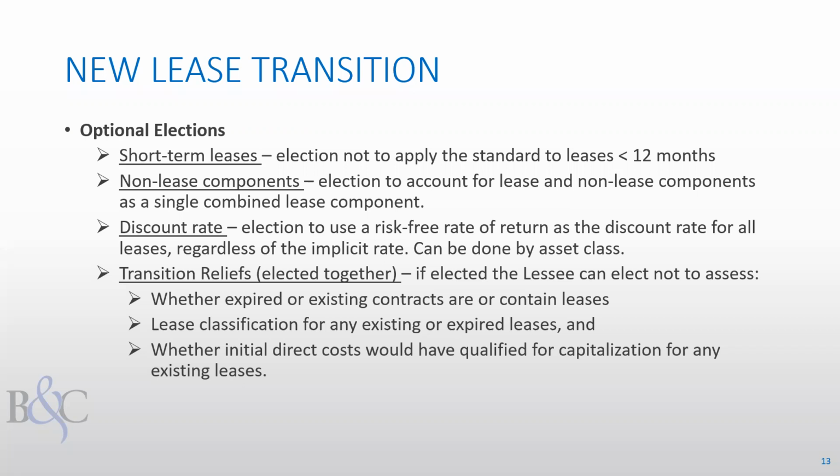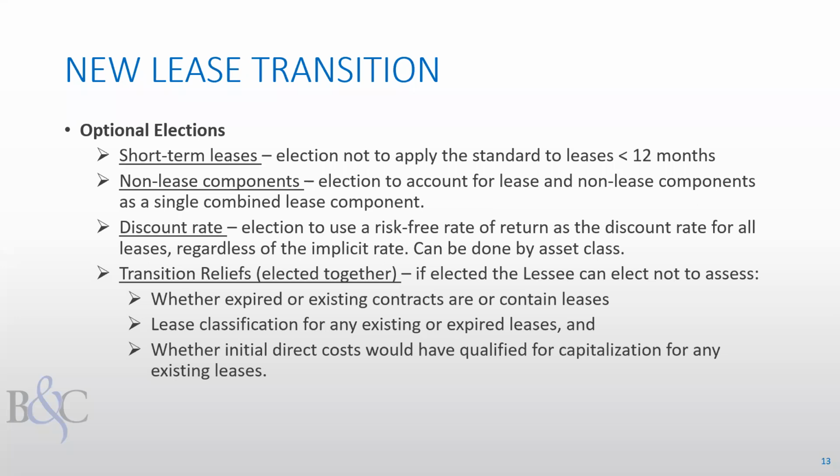The discount rate, as the standard mentions, you can use the implicit rate in the lease, you can use the incremental borrowing rate, or you can elect here to use the risk-free rate of return as the discount rate for all leases, regardless of the implicit rate. And this also can be done by asset class. So you can make a decision by asset class whether you use the implicit rate, incremental borrowing rate, or the risk-free rate. And the risk-free rate will be calculated by using such a rate as like the treasury bill with a term consistent with the lease.